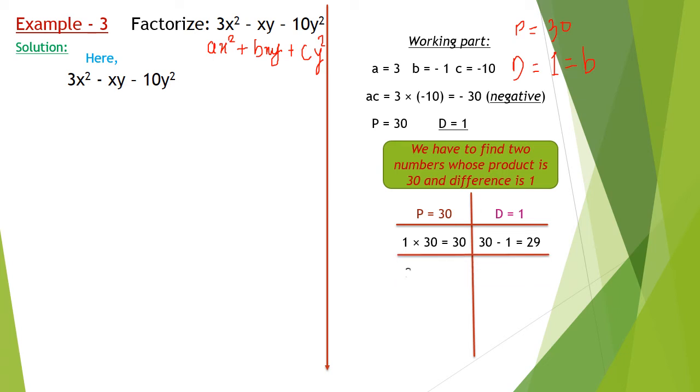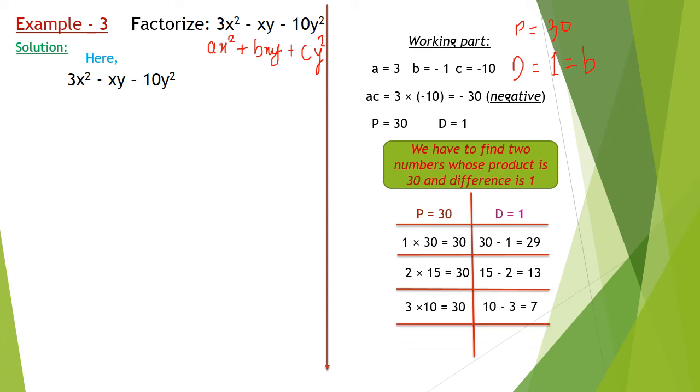Let's check with 2 also. 2 into 15 is 30, but 15 minus 2 is not 1. It is 13. So 15 and 2 are also not our numbers. 3 into 10 is also 30. 10 minus 3 is 7. We need 1. 7 is not accepted. And 6 into 5 is 30. 6 minus 5 is 1. So our numbers are 6 and 5.